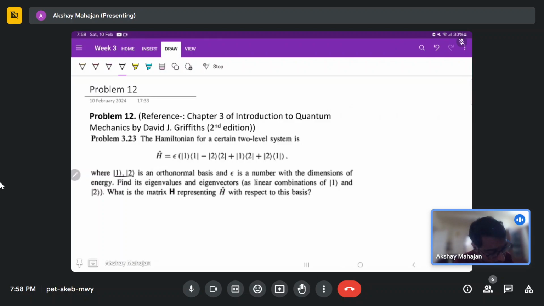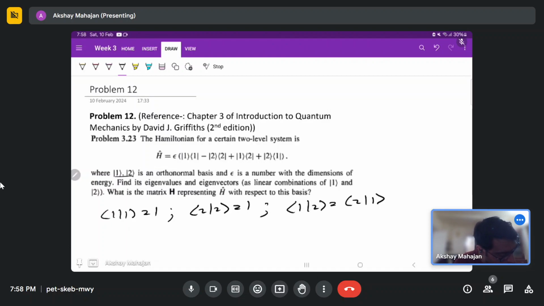So that's why <1|1> equals <2|2>, this <2|2> will be equal to 1, and this <1|2> equals <2|1> will be equal to 0. Alright, and this epsilon is a number with the dimensions of energy. We have to find its eigenvalues and eigenvectors as a linear combination of 1 and 2, and what is the matrix H representing H cap with respect to this basis.